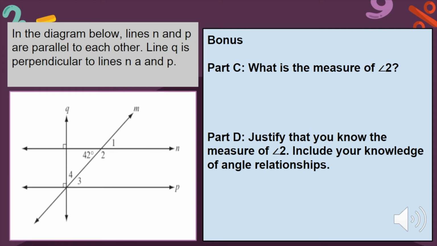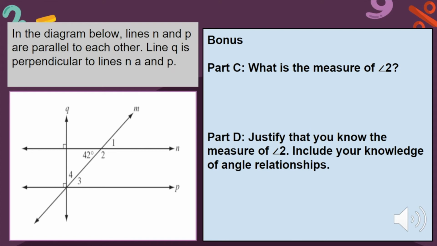Part C. What is the measure of angle 2? Part D. Justify that you know the measure of angle 2. Include your knowledge of angle relationships. If we use the information that we know, we can find the measure of angle 2. First, I see that angle 2 is right next to the 42-degree angle. When angles are adjacent to each other on the same line, they are said to be supplementary.